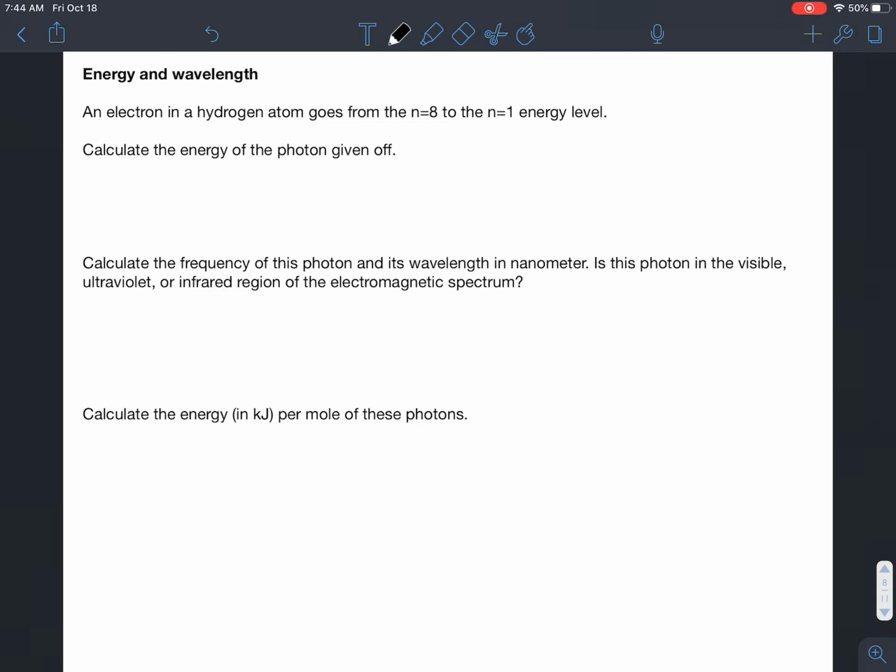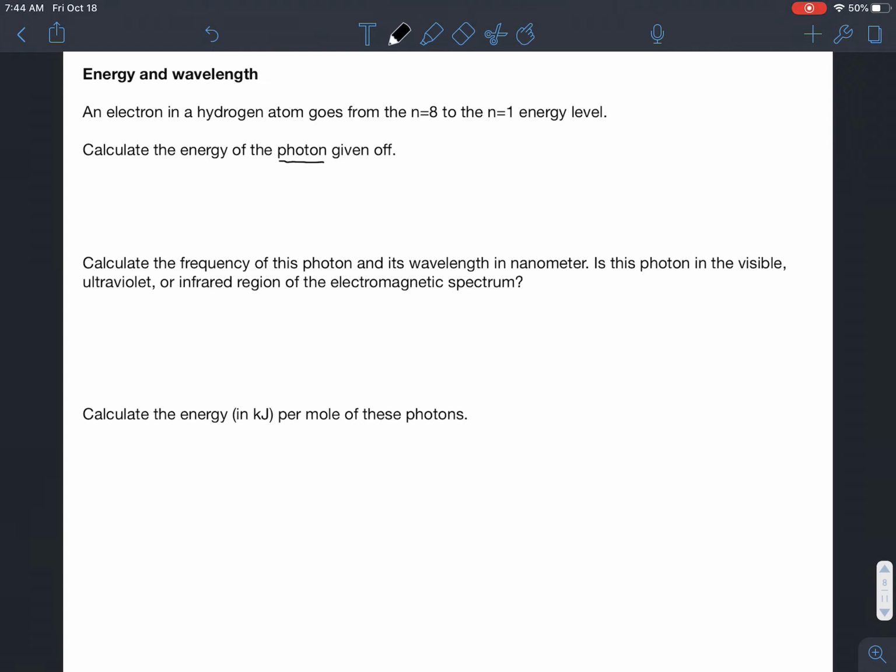Incorporating energy, wavelength, and electron transitions. An electron in a hydrogen atom goes from the energy level of n equals 8 to n equals 1. Calculate the energy of the photon given off. So key here is that it's a photon.